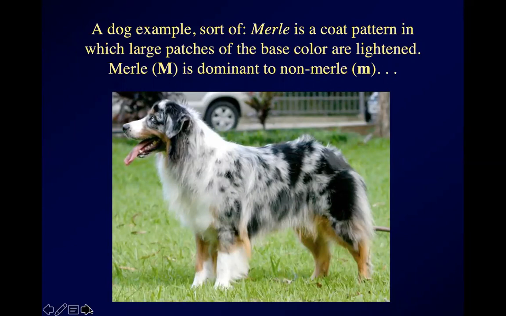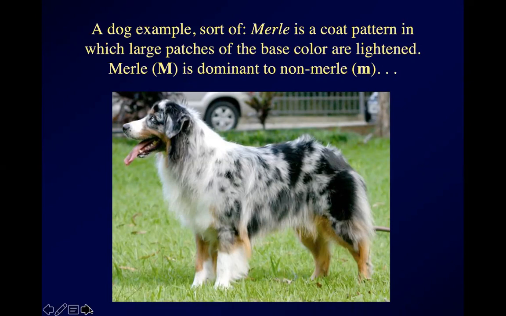For some reason, in dachshunds it's called dapple, but it's the same underlying trait as merle. And merle is this. It's a coat pattern in which large patches of the base color are lightened. So this is a mostly black dog, except he's also got the merle phenotype, and you can see much of the area on his fur that would be black has been lightened to gray, and you have these patches of black in the middle of the gray.